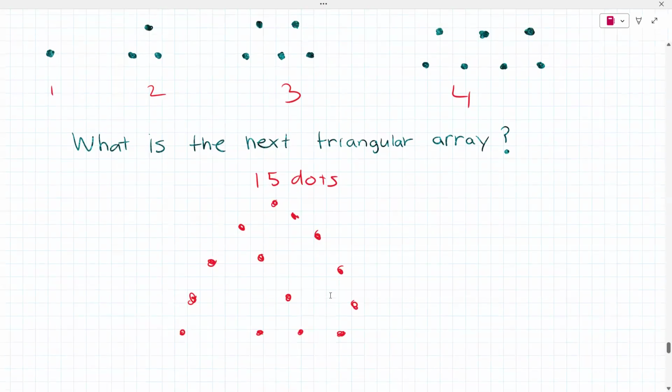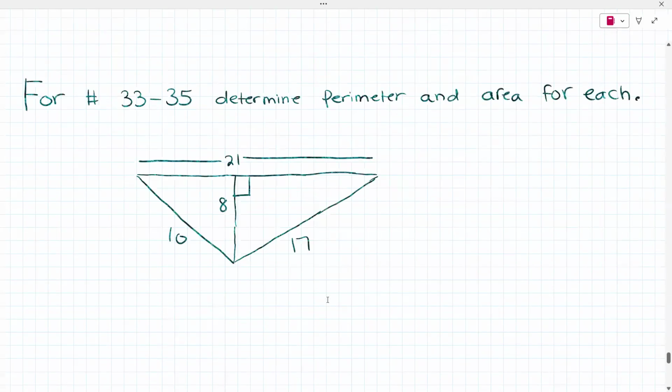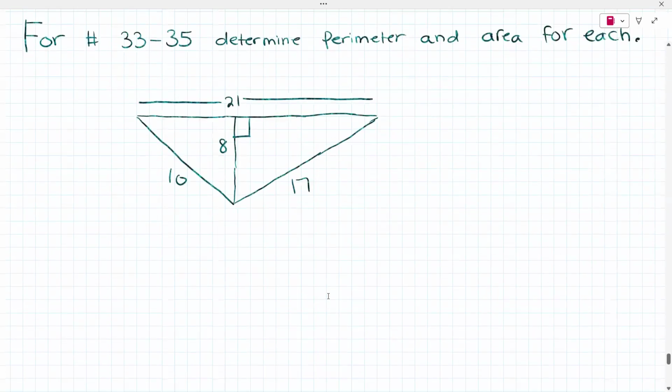And yeah. Okay. The next one says for 33 to 35, determine the perimeter and area for each figure. So on this image right here, we have 2 smaller triangles, and then 1 main one. This distance is 21. This is 8. This is 10 and 17. So we can easily find the perimeter already. To find the perimeter, you simply add all 3 sides. So you have 10, 21, and 17. That is 48.